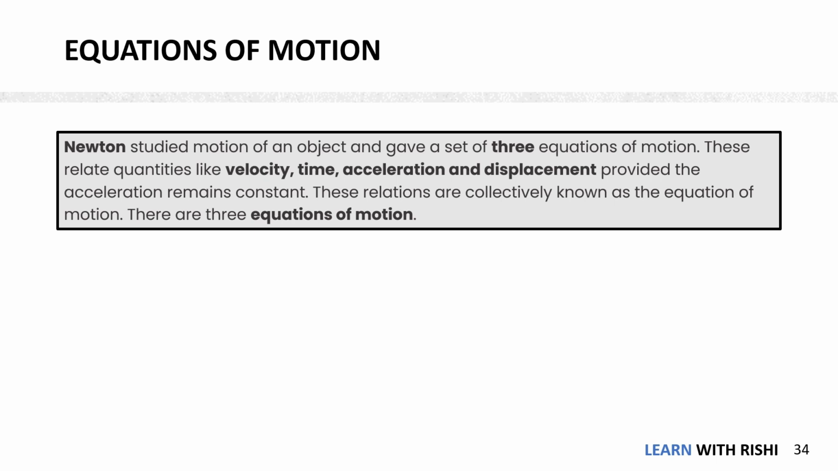Now these three equations of motion are related to quantities like velocity, time, acceleration and displacement, provided that the acceleration of the body remains constant. So these equations can be applied only to such bodies whose acceleration remains constant. These relations are collectively known as the equations of motion. There are three equations of motion. Let us study them one by one.